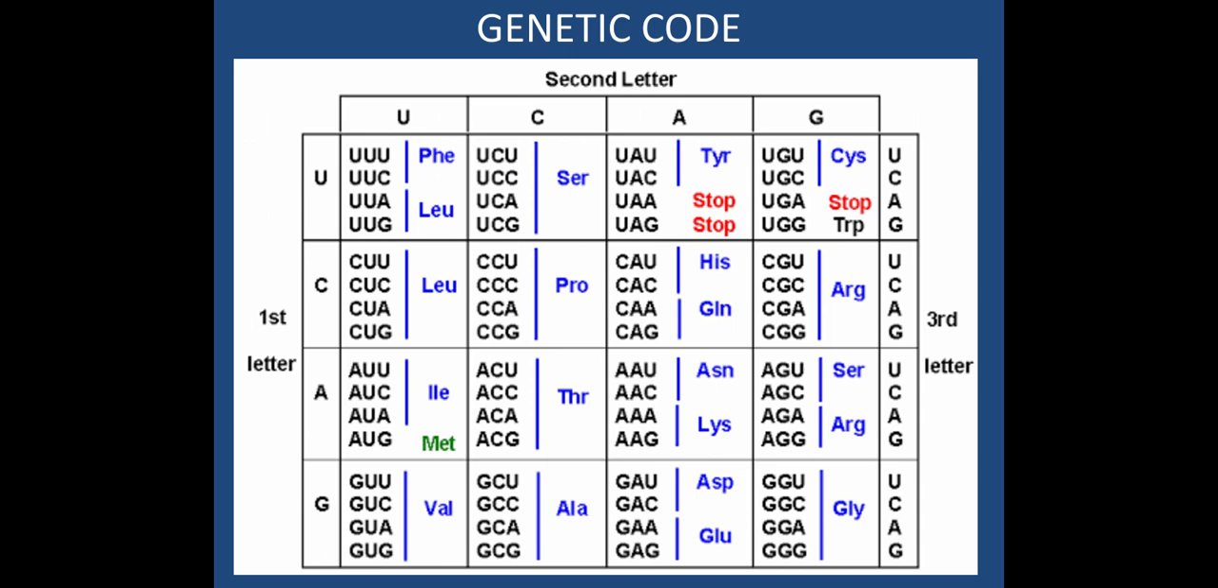Most amino acids are encoded by more than one codon. As we see in this picture, threonine is encoded by 4 codons. Methionine and tryptophan are the only amino acids that are coded by a single codon.